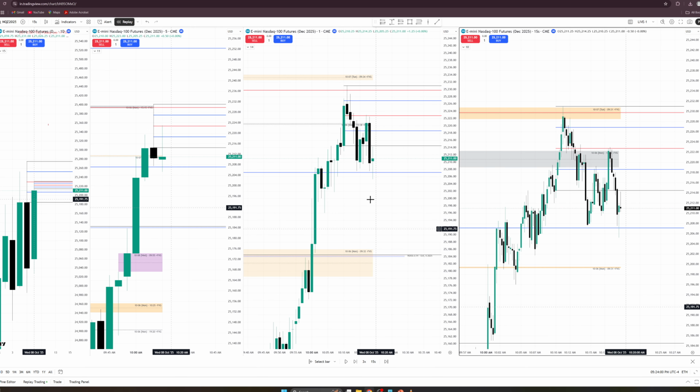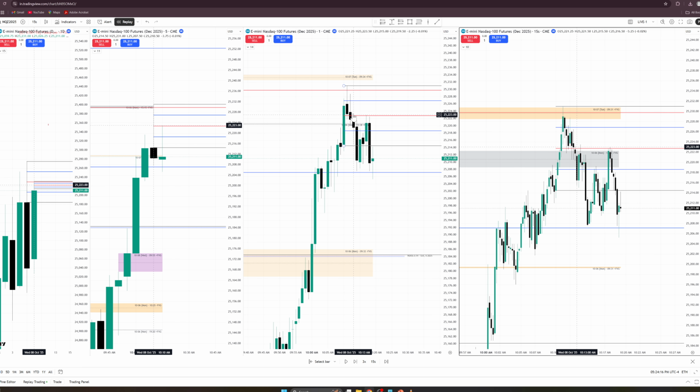You can see price came down, again went back up. See the reaction, guys. See the reaction to the midpoint of this premium wick. Okay, so price went back up, just hit the midpoint of this premium wick.